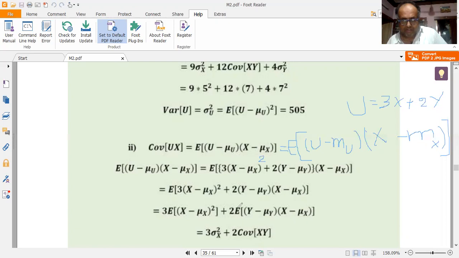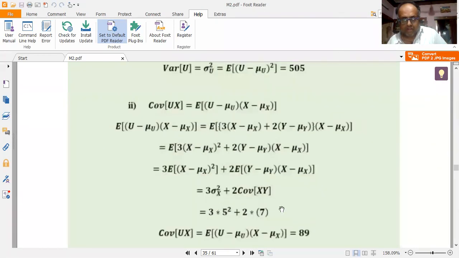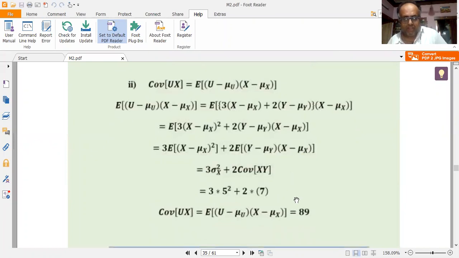Recall what is this? This is the covariance of xy. The bracketed term is the variance of x. So I get 3 sigma x squared plus 2 covariance of xy. Substitute the values. So 3 into 5 squared plus 2 into 7, which I get it to be 89. If you want, you can check out 3 into 5 squared, 75 plus 14, 89.